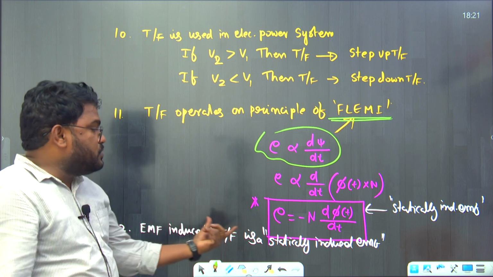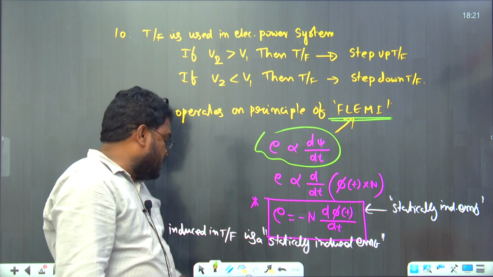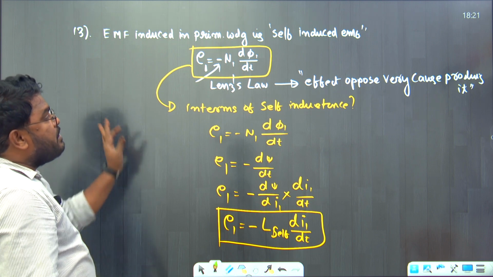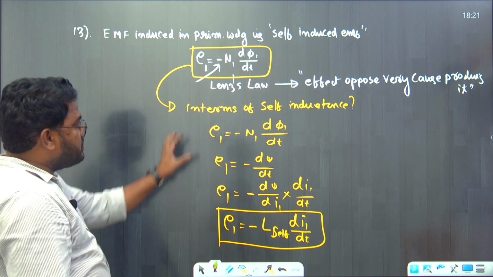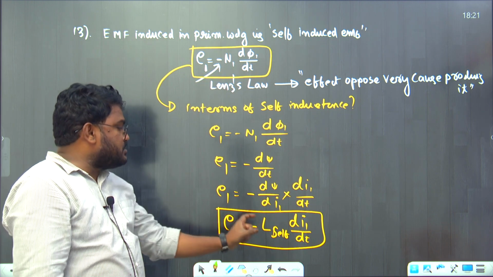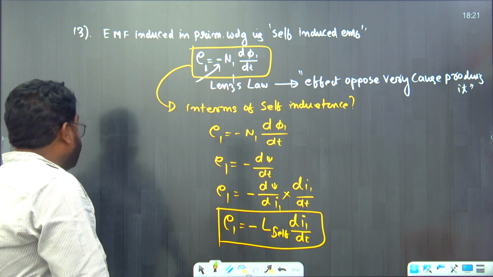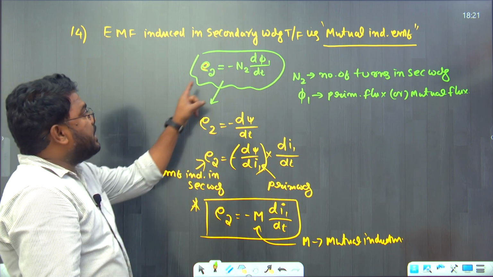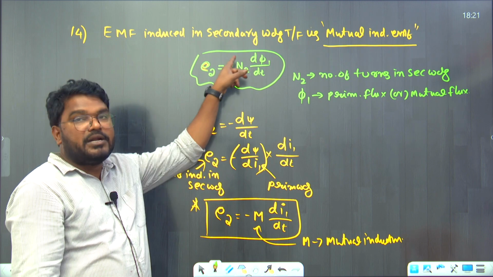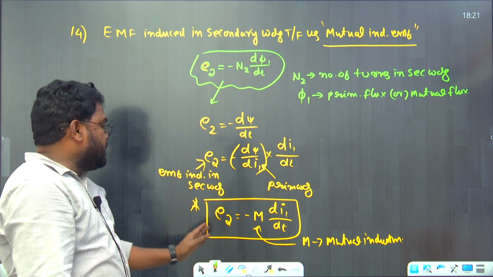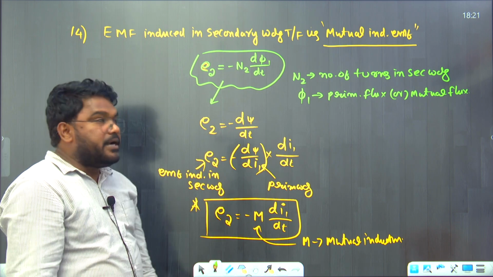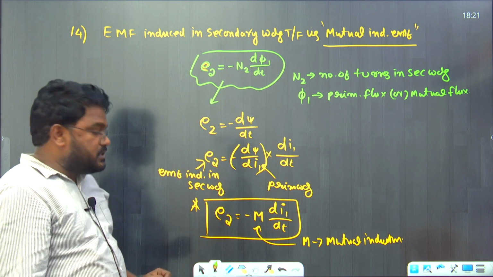The EMF induced in the transformer is a statically induced EMF, where the EMF induced in the primary winding of the transformer is the self-induced EMF. This self-induced EMF equation is in terms of the turns and in terms of the inductance. The EMF induced in the secondary winding, in terms of the turns, is E2 equal to minus N2 d phi by dt, whereas E2 is equal to minus M d phi by dt. Here M is the mutual inductance, where N2 is the number of turns in the secondary.